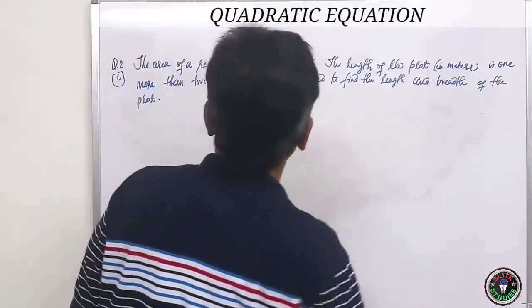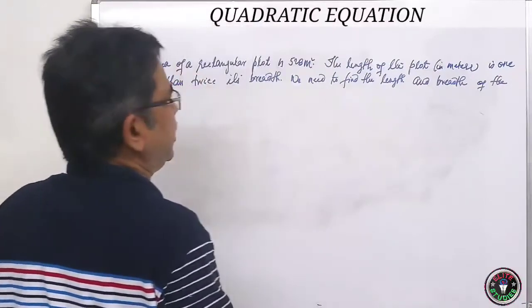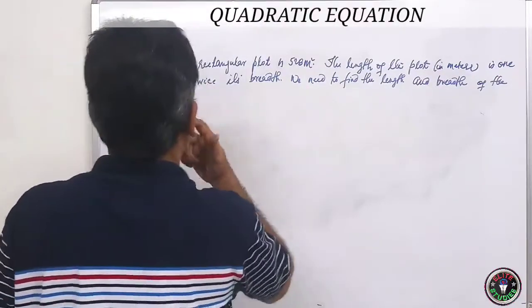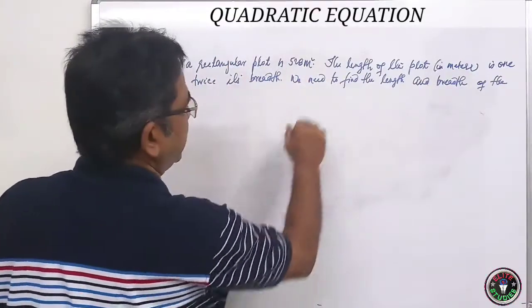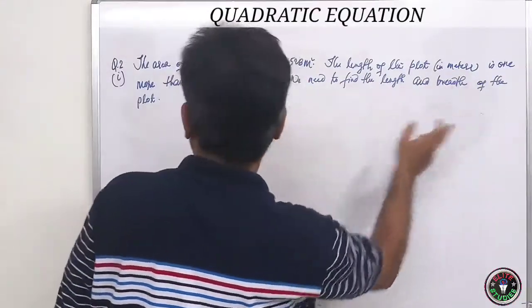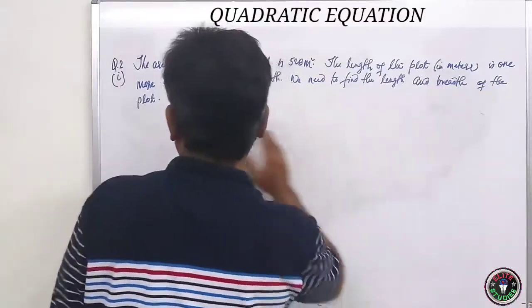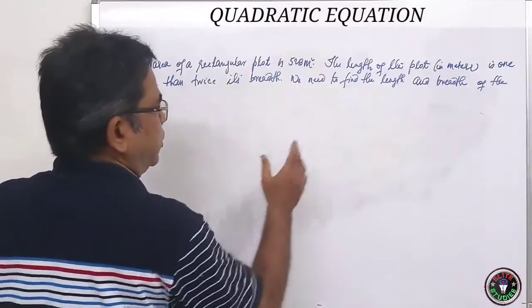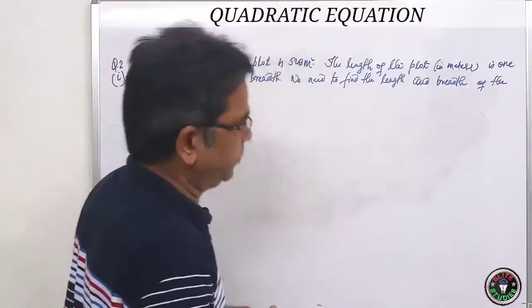Now let us see this question. We have to represent this word problem in the form of an equation. What is the question? The area of a rectangular plot is 528 meters square. The length of the plot in meters is 1 more than twice its breadth. We need to find the length and breadth of the plot. Now we are to represent this word problem in the form of an equation.